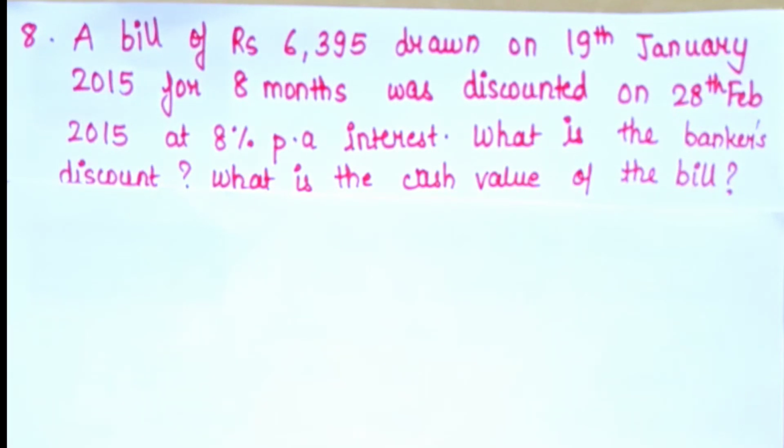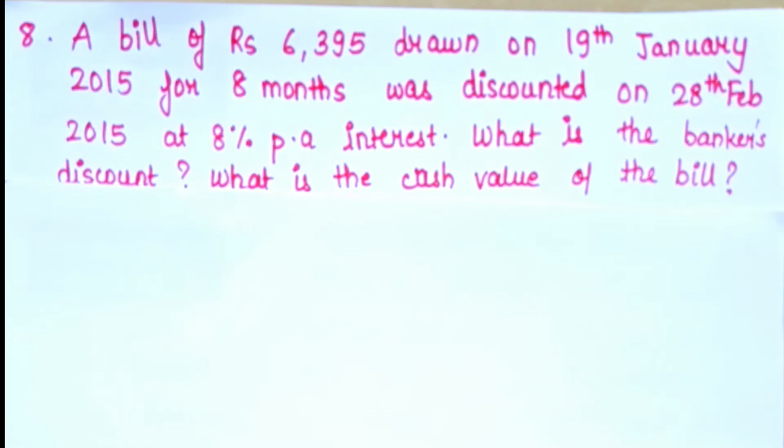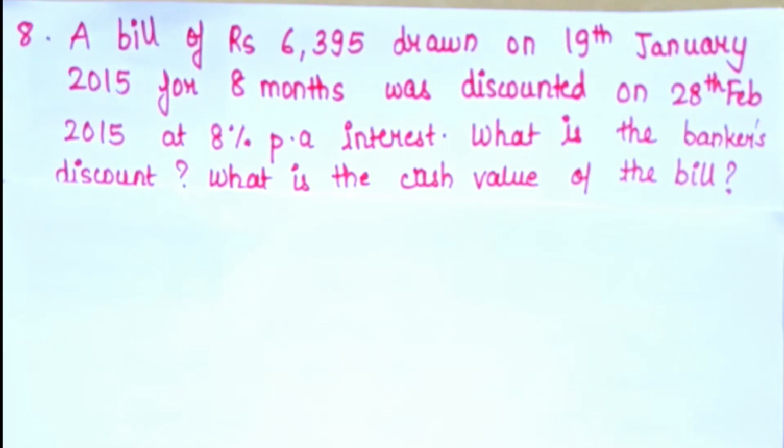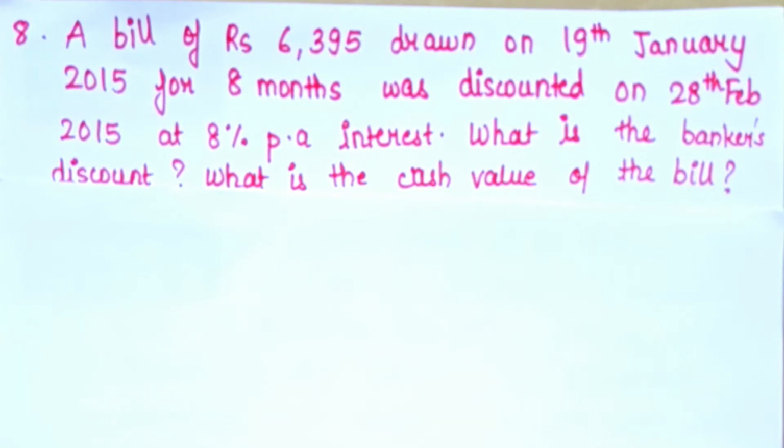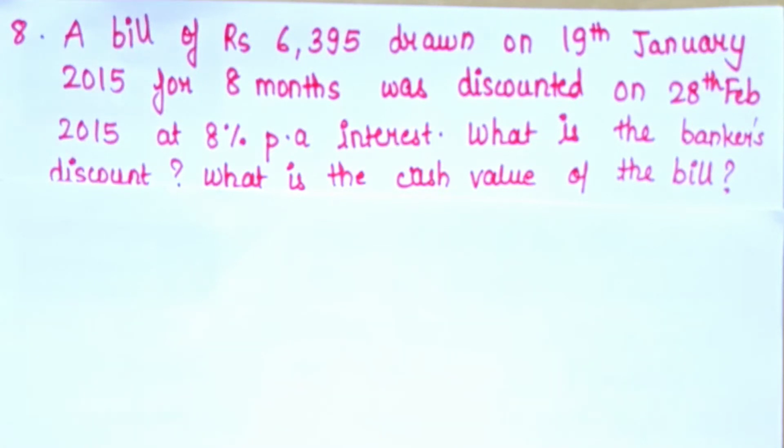A bill of rupees 6,395 drawn on 19 January 2015 for 8 months was discounted on 28th February 2015 at 8% per annum interest. What is the banker's discount and what is the cash value of the bill?